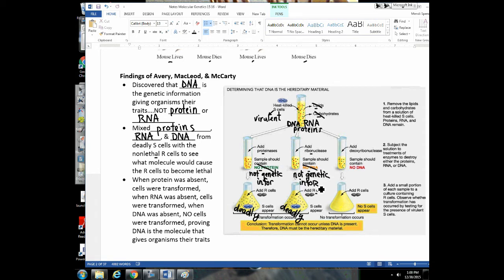So in this third sample, they put enzymes that are going to break down the DNA. So the sample does not have DNA. When they added these R cells, then these R cells did not become deadly. So this proves that DNA is the molecule that must be in the sample and is giving these bacteria cells their traits. So that's the big idea that was gained from the research by Avery, McLeod, and McCarty.